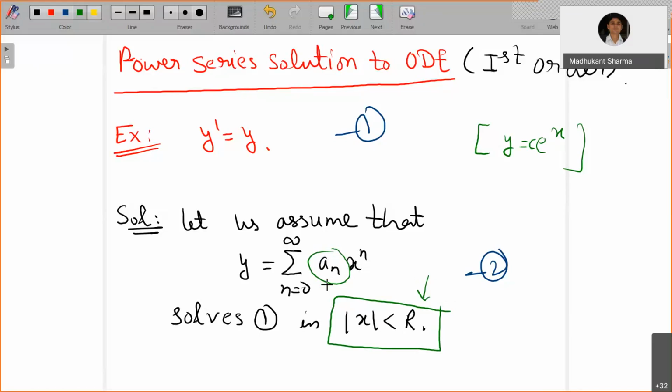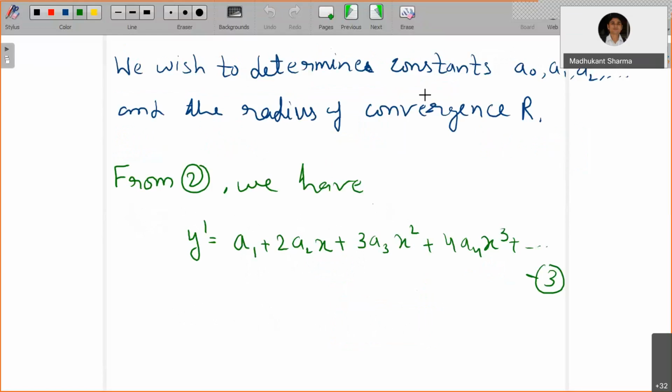Okay, so y equals this solves 1 means we have to find out what y dash is from here. You can use the previous procedure. We have already given that y dash is n times an x to the power n minus 1. Substitute here and compare the coefficient of x to the power n on both sides. This is what you have to do with this assumption. So we wish to determine the constants a0, a1, a2, and so on, and the radius of convergence r.